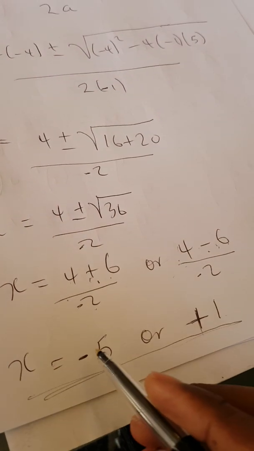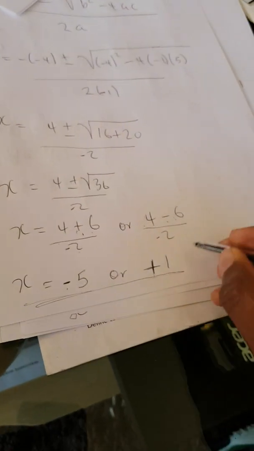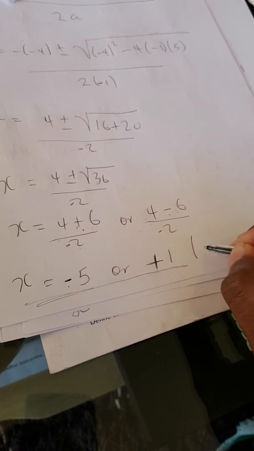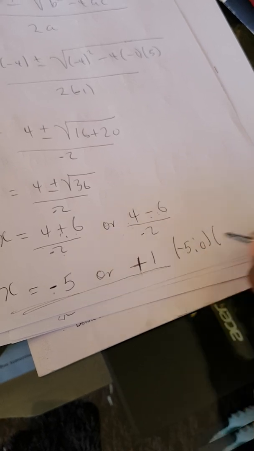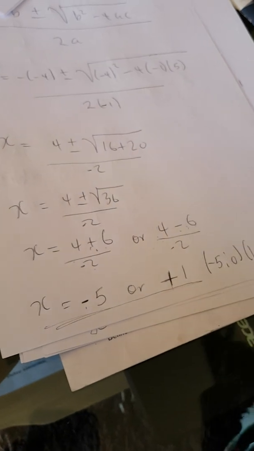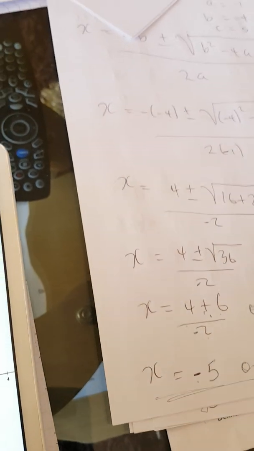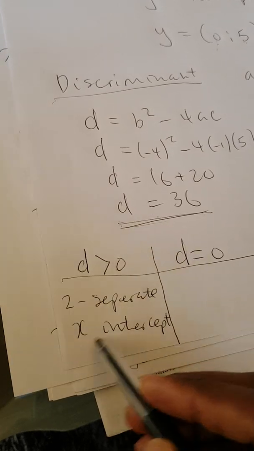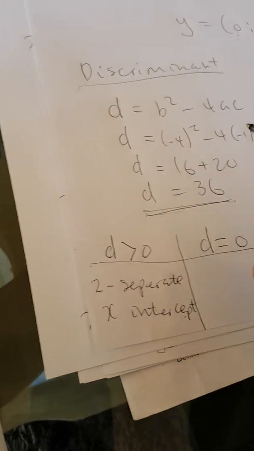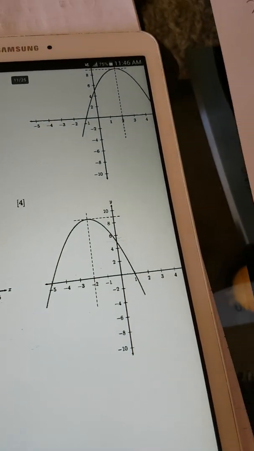This is our two separate x-intercepts. X is at negative 5 and x is at positive 1. So you can even write them as coordinates like this: x is at negative 5 when y is at 0, and x is at positive 1 while y is at 0. These are our x-intercepts. So the value of our discriminant is greater than 0, so we have two separate x-intercepts, and we calculated them and found that x is at -5 and 1.